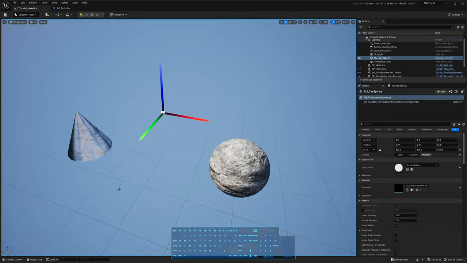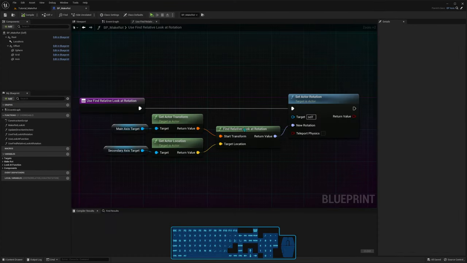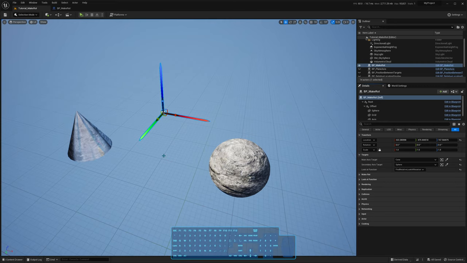Hello, this is the third part in a series of videos that I'm talking about look-ahead functions in Unreal. On this one, I'm going to talk about the find relative look-ahead rotation. The find relative look-ahead rotation function is very similar to the find look-ahead rotation function in Unreal. There's a bit of a difference.